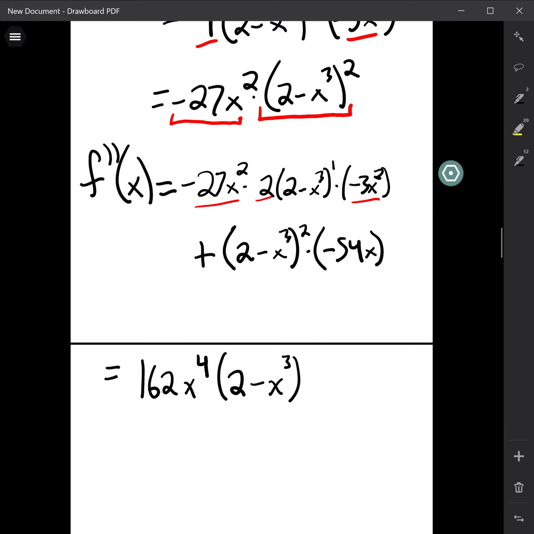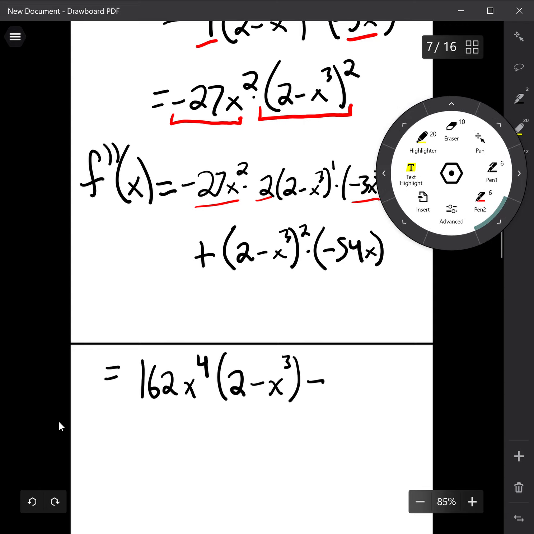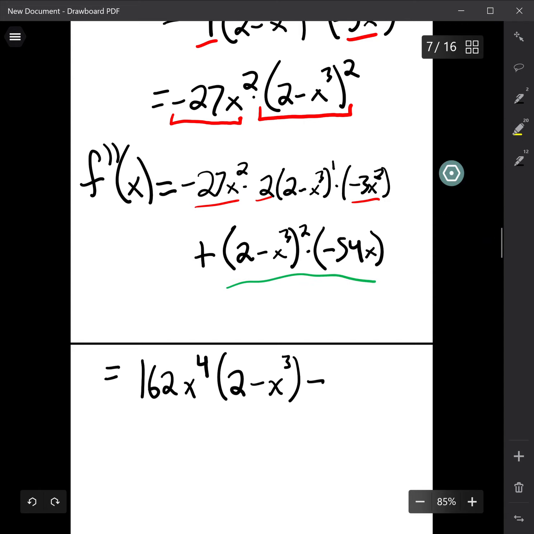Now, you could, like I said, distribute this in as well. That'd be another way of simplifying it. But if we now look towards this guy right here, I'm just going to bring the negative 54x out front and write it as minus 54x times (2 minus x cubed) squared.